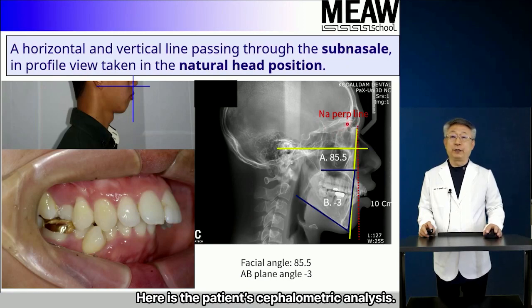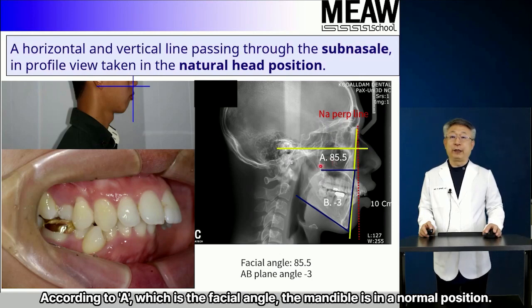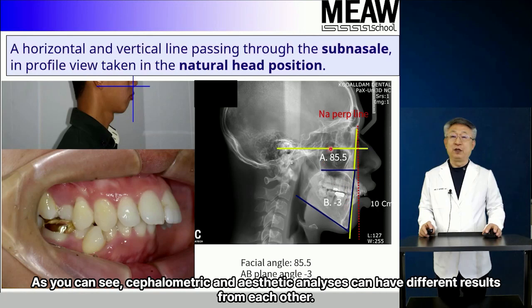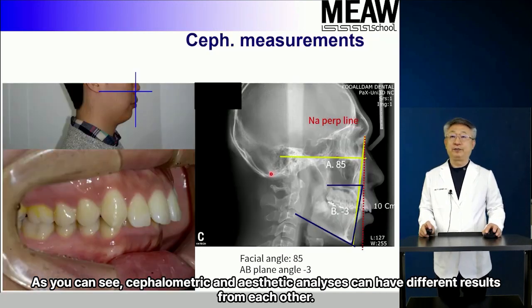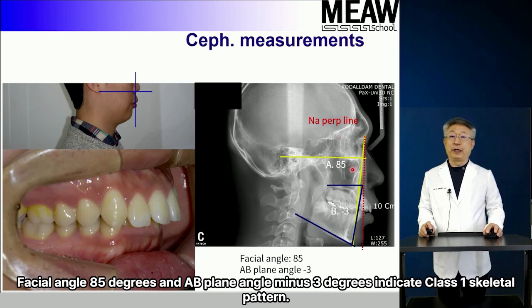Here is the patient's cephalometric analysis. The red dotted line represents Burstone perpendicular line. According to the facial angle, the mandible is in a normal position. A B-plane angle also indicates a normal anteroposterior relationship. As you can see, cephalometric and aesthetic analyses can have different results from each other. This patient has a large overjet. Facial angle 85 degrees and a B-plane angle -3 degrees indicate class 1 skeletal pattern.